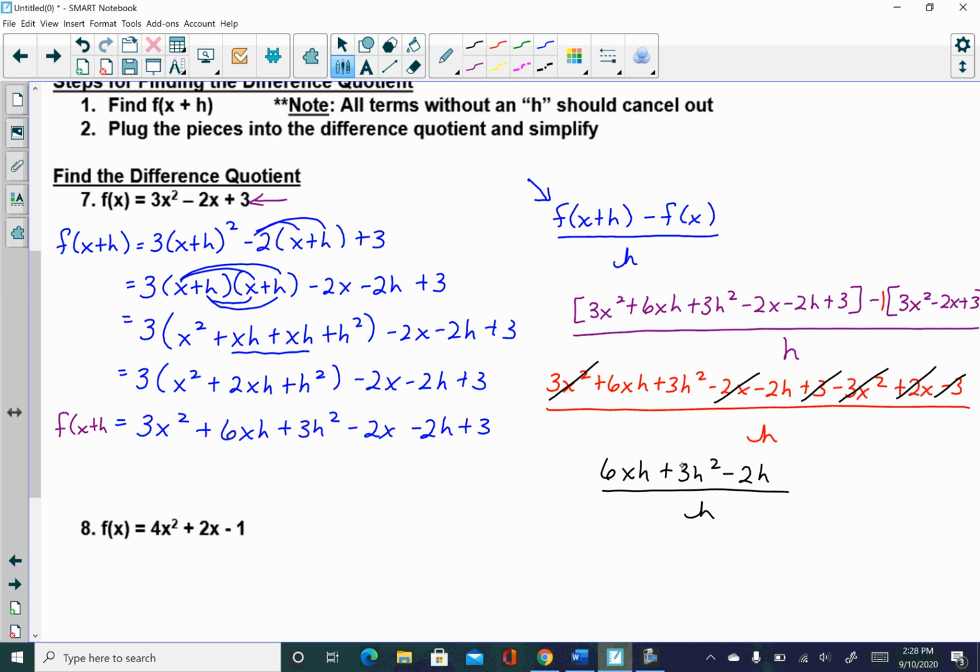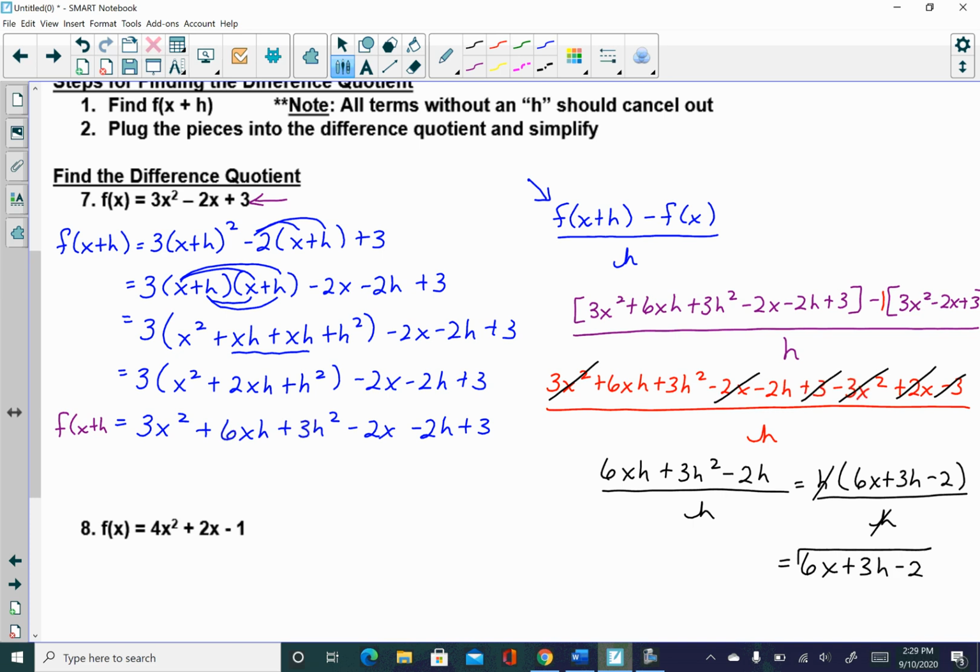Hopefully you notice that all three terms up top have an h in common. Factor that h out. When I factor that h out, that leaves me with 6x plus 3h minus 2, and on the bottom, divided by h. What happens to the h up top and the h on the bottom? Hopefully you agree, they cancel out, right? So they're now gone, and that leaves you with a final answer of 6x plus 3h minus 2.